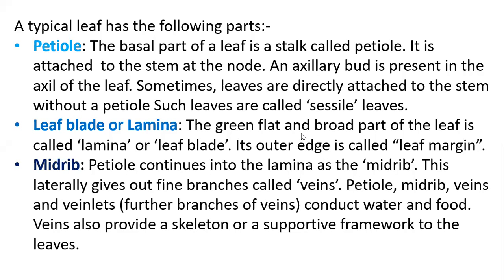Leaf plate or lamina. The green, flat, and broad part of the leaf is called lamina or leaf plate. Its outer edge is called the leaf margin. Midrib. Petiole continues into the lamina as the midrib. This laterally gives out fine branches called veins. Petiole, midrib, veins, and veinlets, further branches of veins, conduct water and food. Veins also provide a skeleton, a supportive framework, to the leaves.